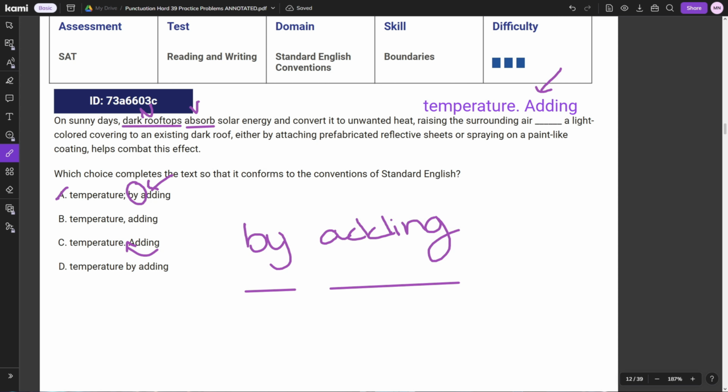Because whenever you have verbs that end in ing just by themselves, not paired with another word like by, for example, they can actually function as the noun. And this is what's known as a gerund. So now we know that adding is going to be the noun in this sense. We note that this is still our dependent clause, so we can just cross it out. And of course, we also know that helps combat is our verb.